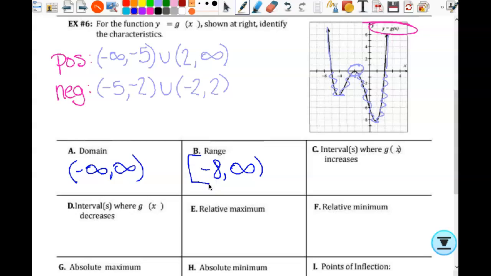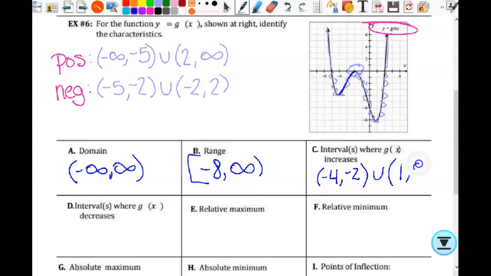Okay, intervals where g of x increases. Where do I start increasing first? -4. Then I go to -2. Then I start increasing again at 1 and go to infinity with a question mark? Yes.